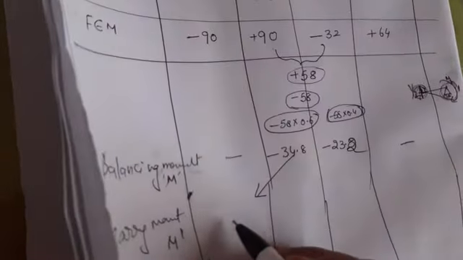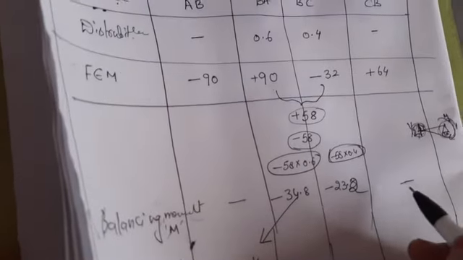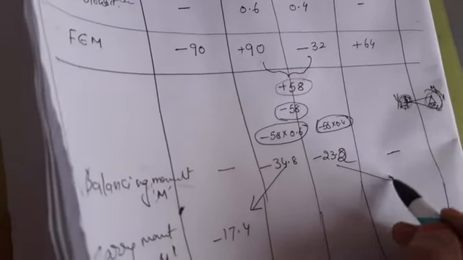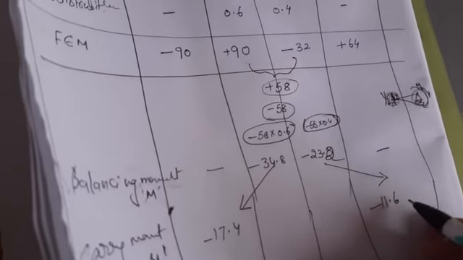Half of 34.8 is minus 17.4. Okay, the next one is this side, BCB. For this it is also minus 11.6.